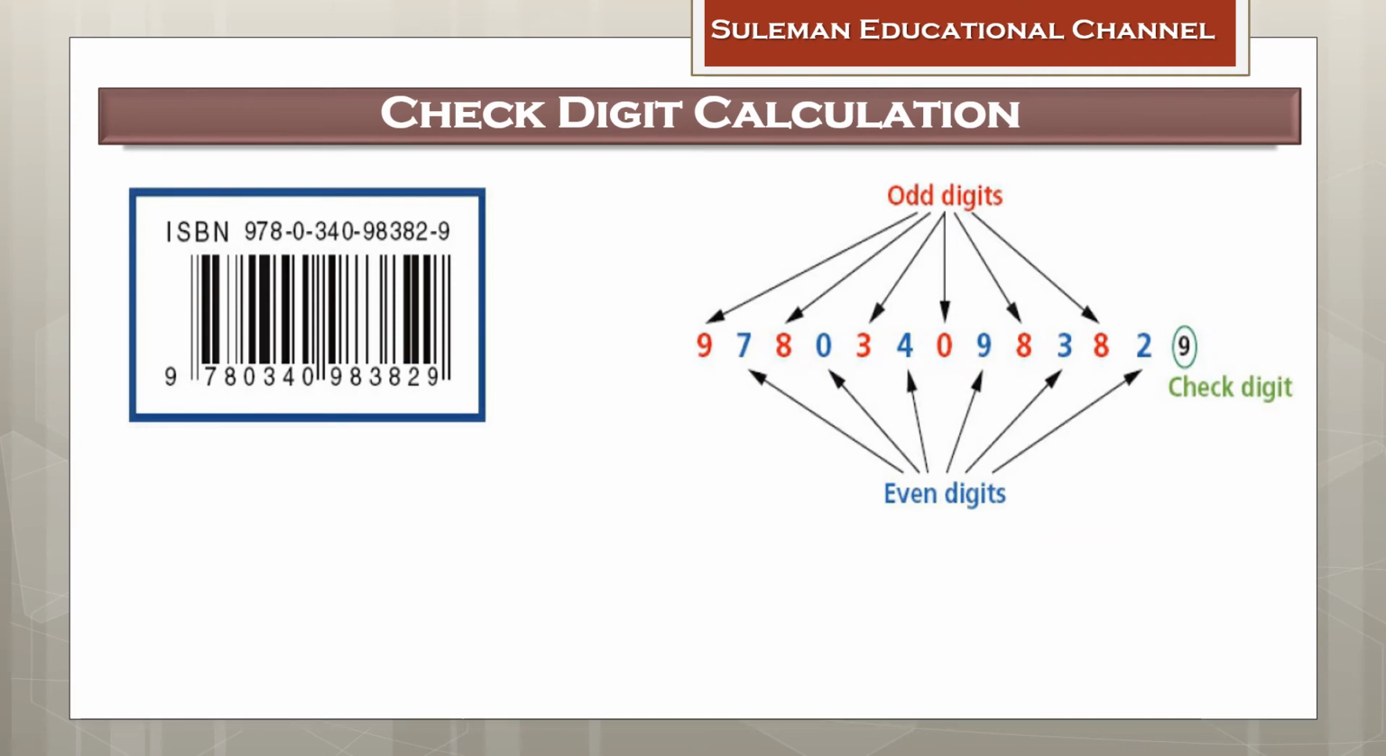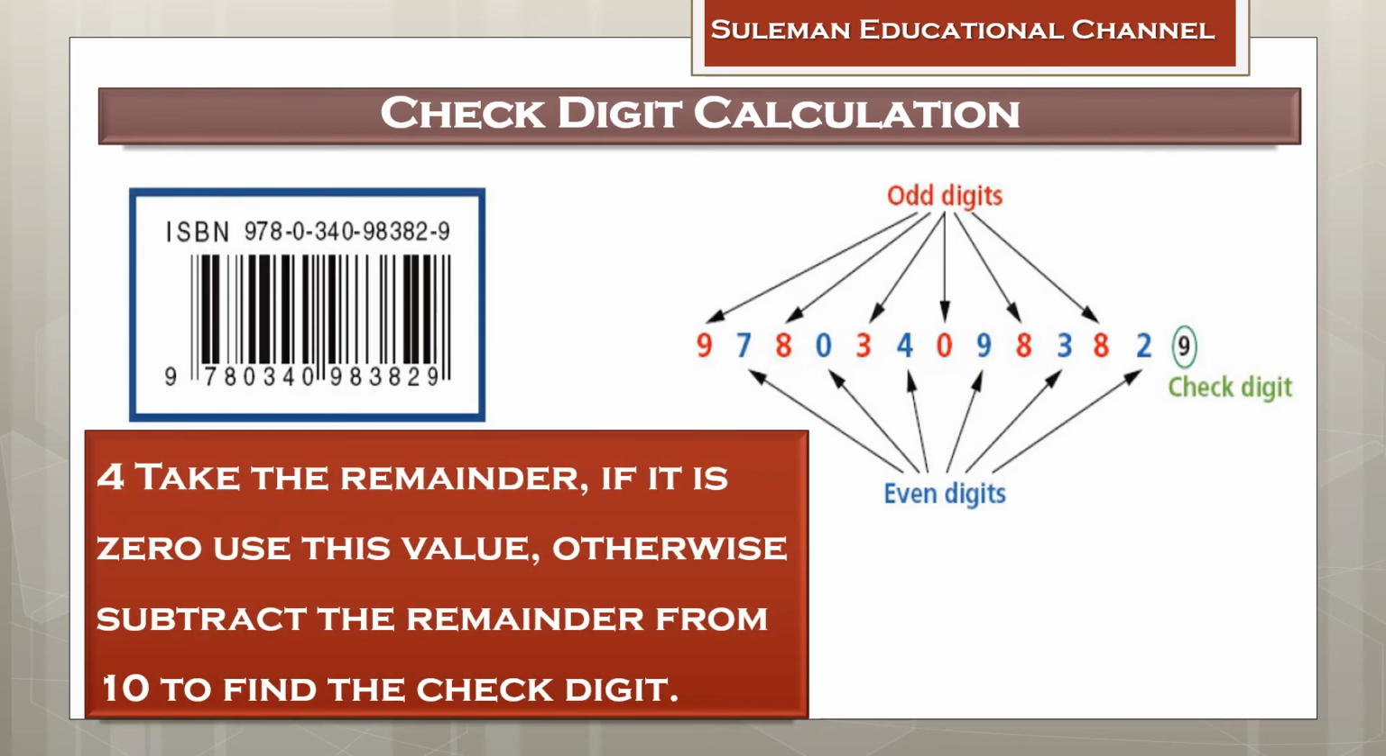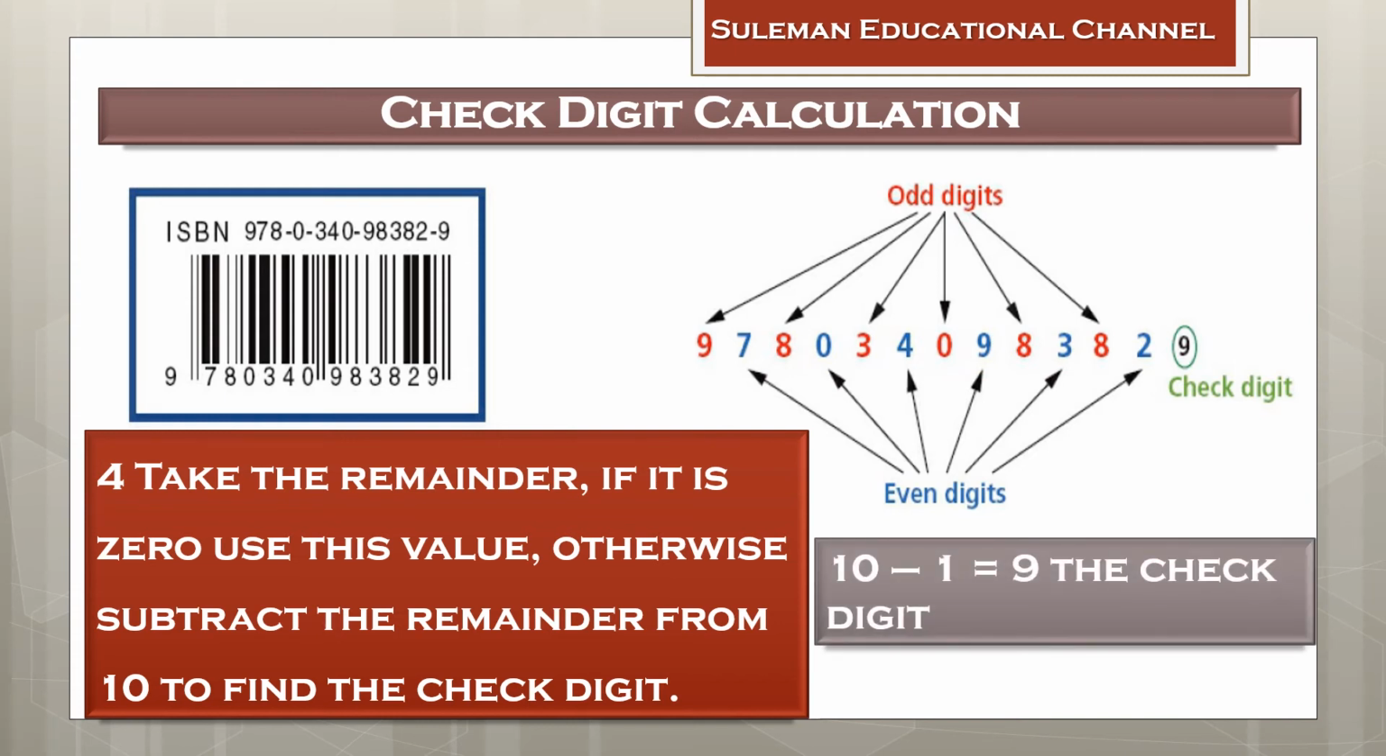The last step is to take the remainder. If it is 0, use this value. Otherwise, subtract the remainder from 10 to find the check digit. In step 3, the remainder was 1. So 10 minus 1 is equal to 9. So the check digit is 9. This is how the check digit is calculated.